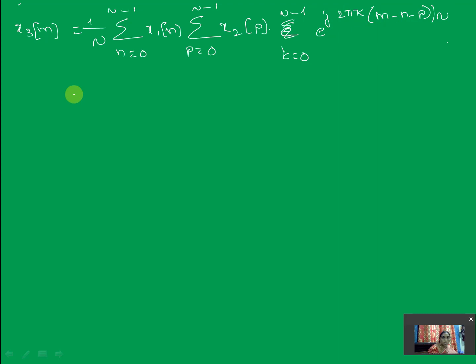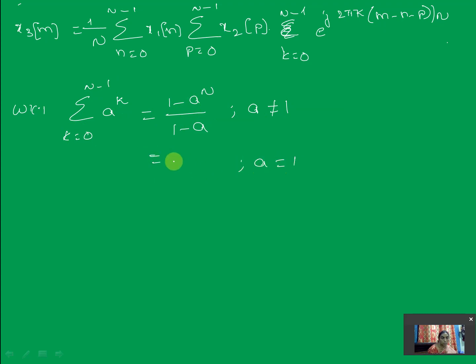Now here I am using the formula. We know the basic summation formula: summation a power k, where k is from 0 to N minus 1, is nothing but (1 minus a power N) by (1 minus a). Here if a is not equal to 1, this is the answer. If a is equal to 1, apply L'Hospital's rule and you can get the value like this, N.